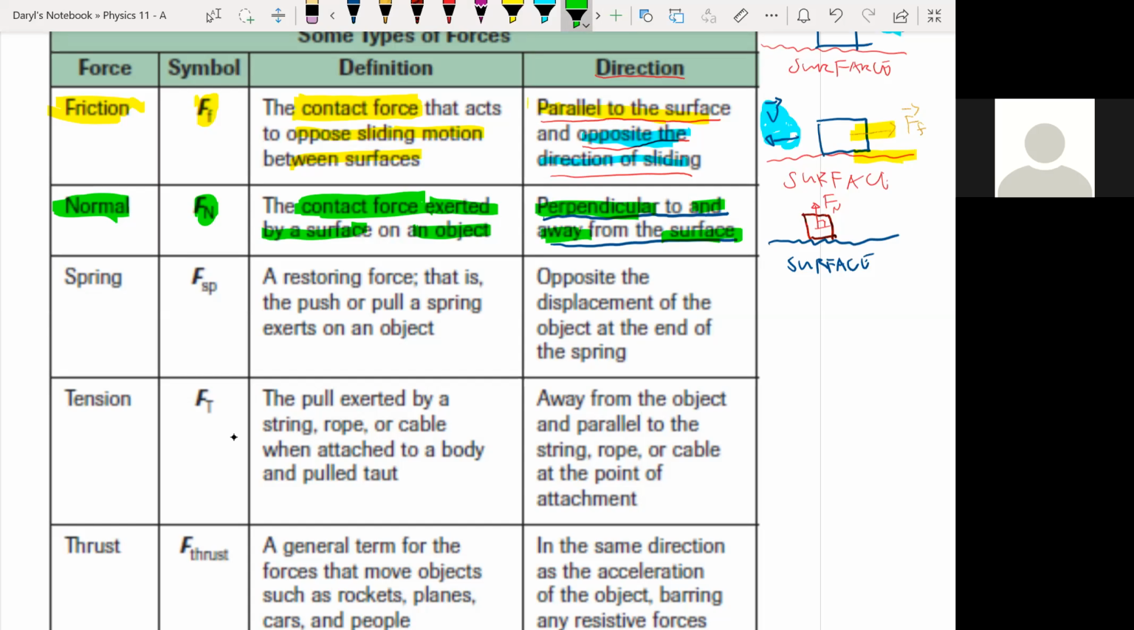So it's kind of different from friction, because friction is parallel to the surface. This one is perpendicular. When you say perpendicular, again, it is 90 degrees from your surface. So this particular symbol means perpendicularity.